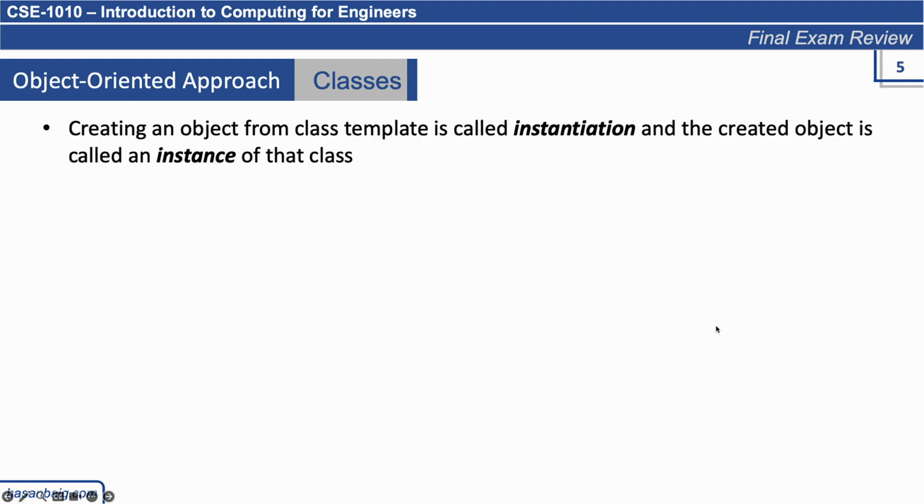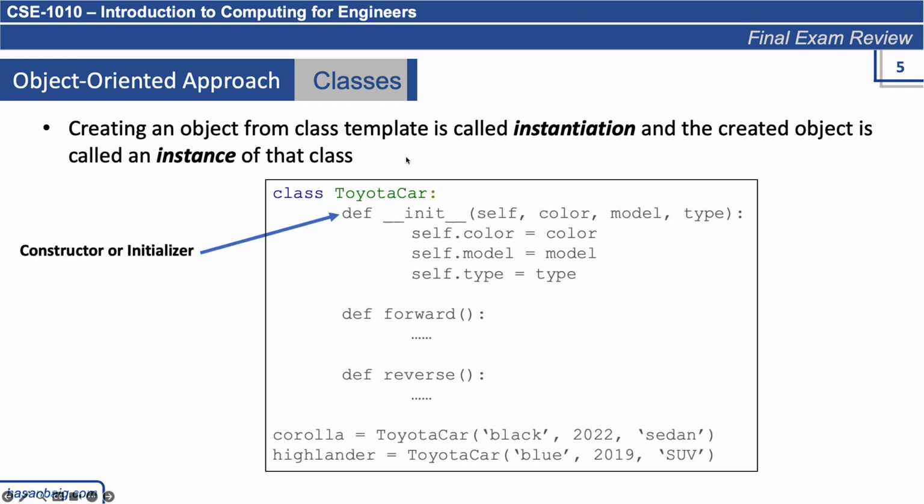Okay, so there are some terminologies. Creating an object from a class template is called instantiation, and the created object is called an instance. So for example here, Toyota car, this is an initializer method. Every method, you can see, has self, it should also have a self parameter as the first parameter, and this is how you can create an instance or an object.